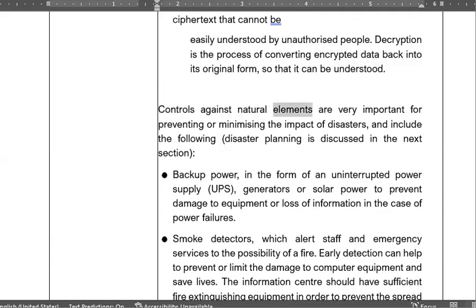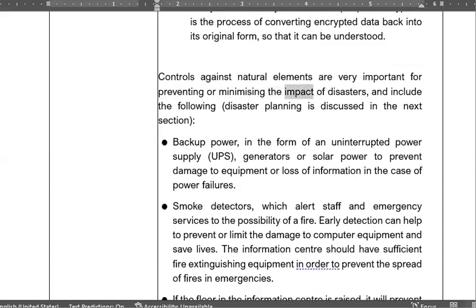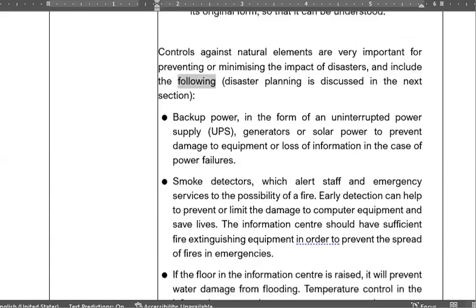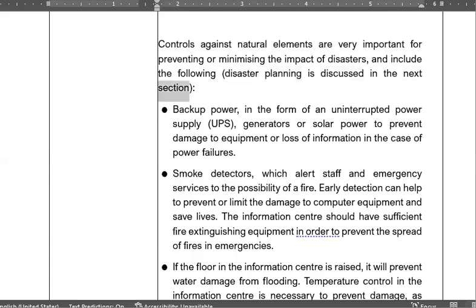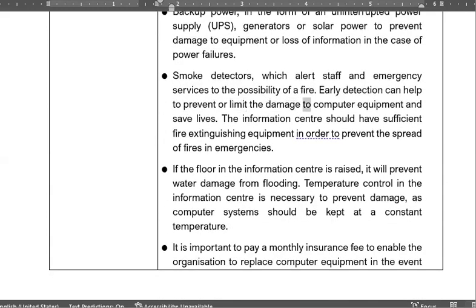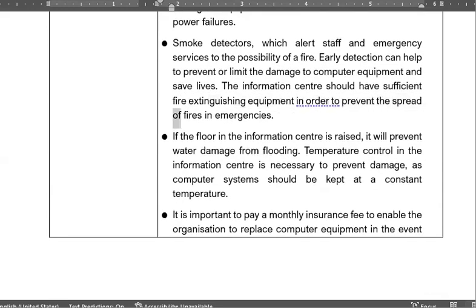Controls against natural elements are very important for preventing or minimizing the impact of disasters, and include the following. Disaster planning is discussed in the next section. Backup power, in the form of an uninterrupted power supply, UPS, generators or solar power to prevent damage to equipment or loss of information in the case of power failures. Smoke detectors, which alert staff and emergency services to the possibility of a fire. Early detection can help to prevent or limit the damage to computer equipment and save lives. The information center should have sufficient fire extinguishing equipment in order to prevent the spread of fires in emergencies.